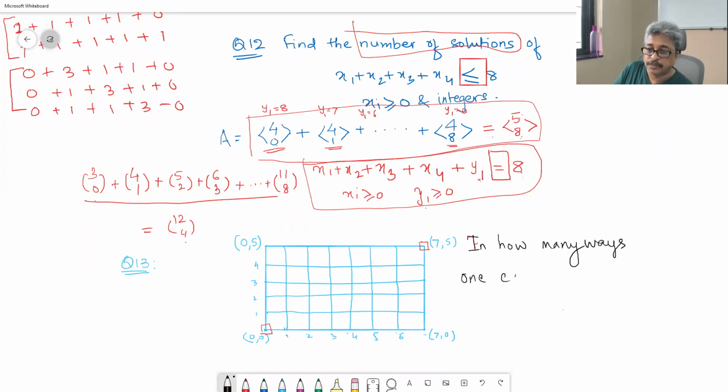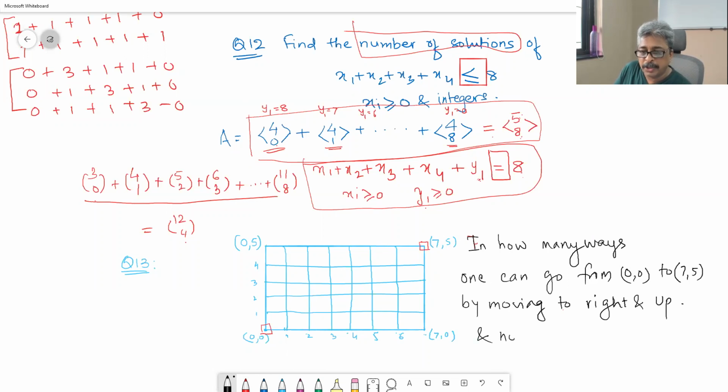One can go from 0, 0 to 7, 5. Now, the condition is by moving to the right or right and up, and not to the left and down. Okay, so basically you are allowed to move in this direction or in this direction.